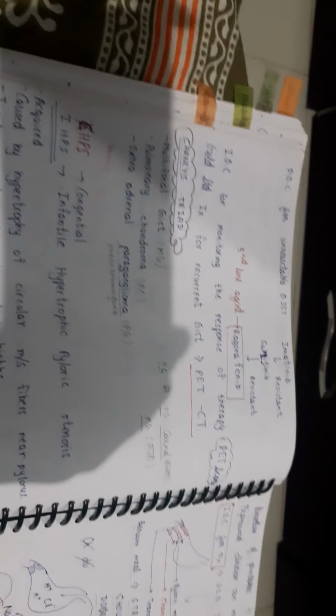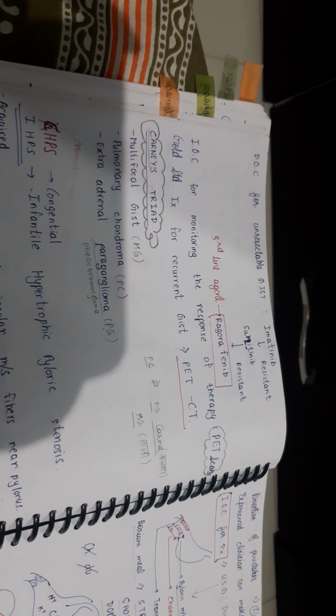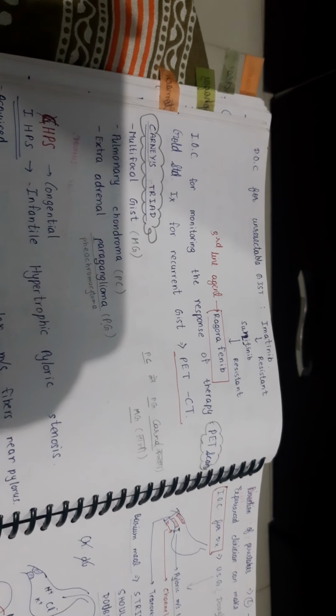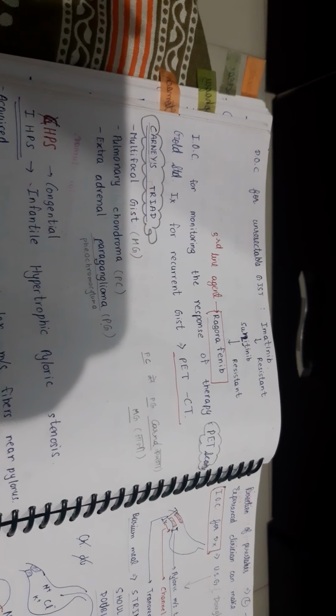Now there is a triad that is called the Carney's triad. It includes three things, that is extraadrenal paraganglioma, pulmonary chondroma, and multifocal GIST.